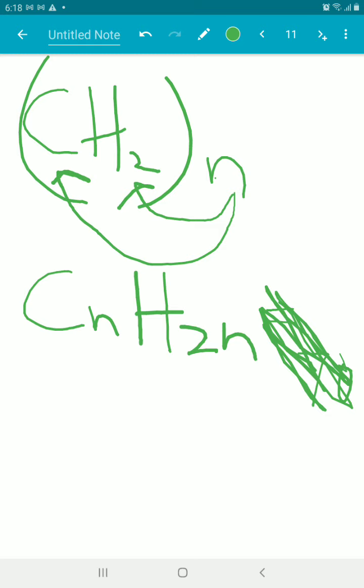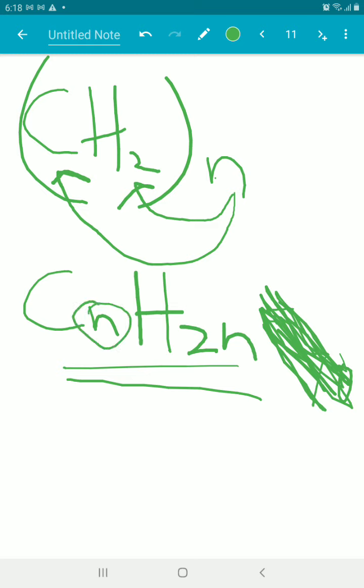Tadi kita dah dapat n kan? So no need to equal 70 anymore. After you expand this, substitute the n value, which is 5, into this one. So the molecular formula is C5H10, because n equals 5 and 2 times 5 is 10. So the molecular formula for pentene is C5H10.